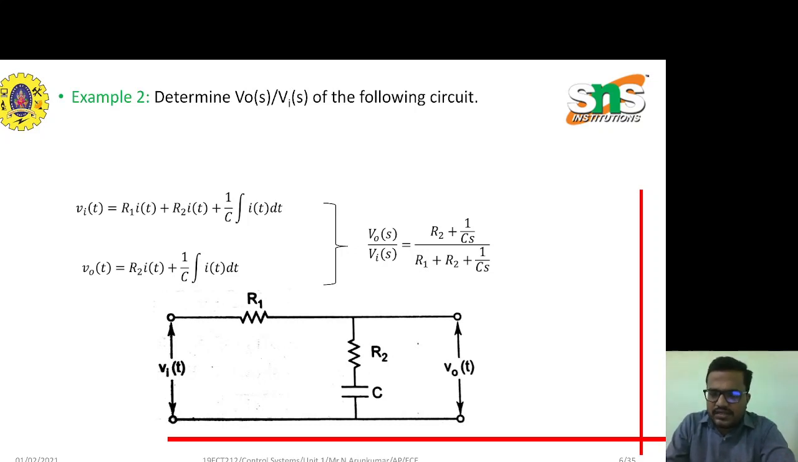So we are going to calculate the transfer function. The transfer function can be calculated by V naught by Vi, so that we can get the concerned system function. V naught we already know, R2 plus 1 by Cs, times I of t. After cancelling the common terms, the remaining term will be R2 plus 1 by Cs divided by R1 plus R2 plus 1 by Cs.